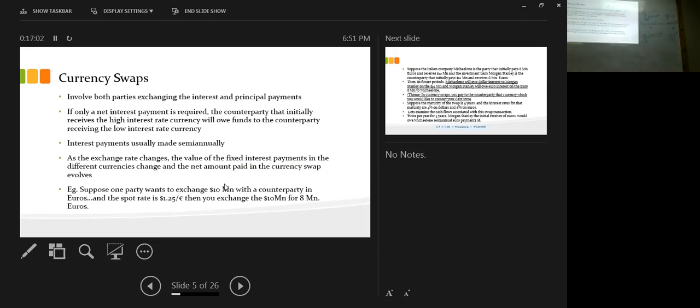If only a net interest payment is required, the counterparty that initially receives a high interest rate currency will move funds. Well, I don't understand that. I'll go to the example. Interest payments are usually made semi-annually.